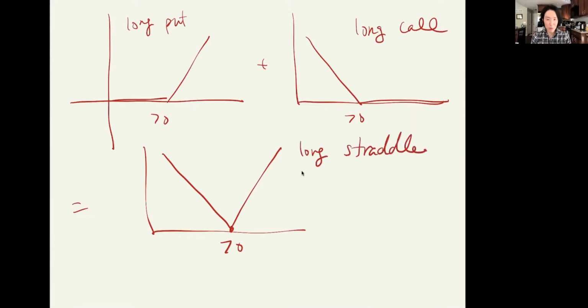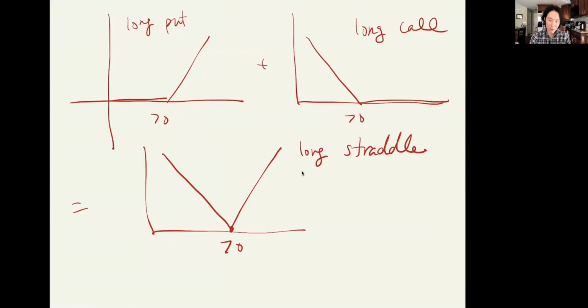Again, you might wonder, well, this looks just too good. You will make money always. Well, not necessarily. Why? Because when you are buying put and call options, what do you have to pay? You have to pay the premium. So this long straddle doesn't come for free. When are you going to make money with the long straddle?